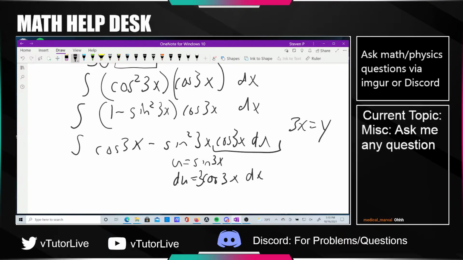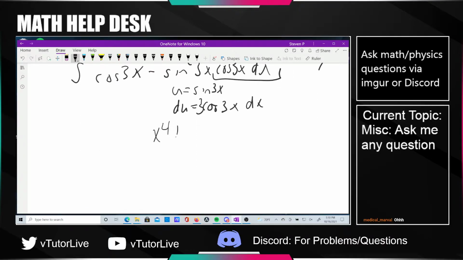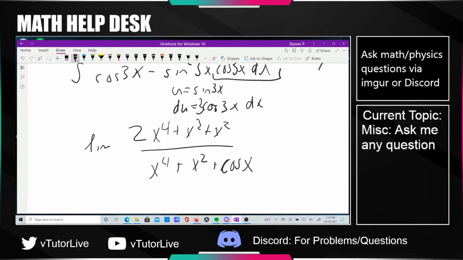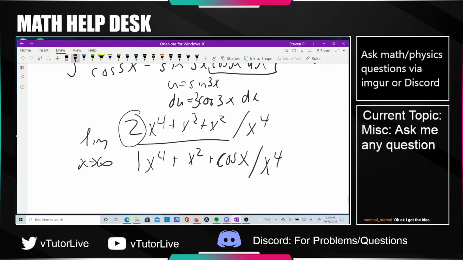But yeah, you see what I'm getting at with your fraction problem? If you have something like x to the 4th plus x to the 3rd plus x squared or whatnot, and then something like x to the 4th plus x squared plus cosine of x, if you take the limit as it goes to infinity, you can just eyeball it and see the biggest terms. This is a 2 and this is a 1, so the limit is 2. But if you want to do it a little more carefully, then the common way is to divide everything by x to the 4th. That's all.